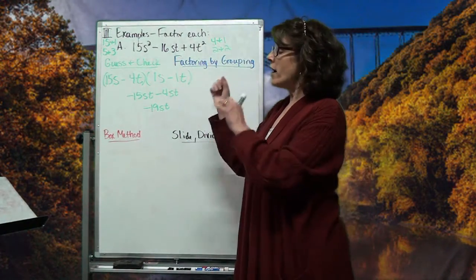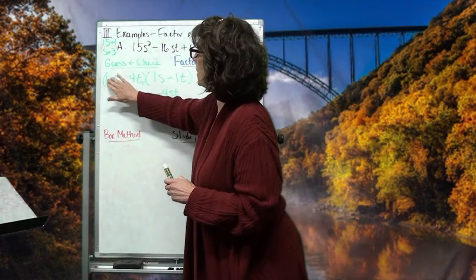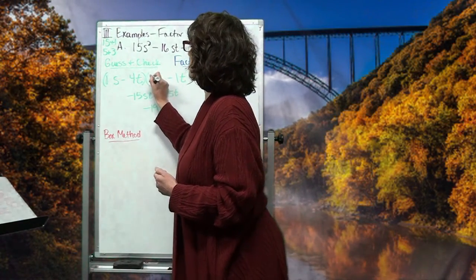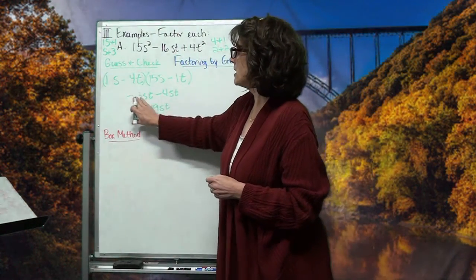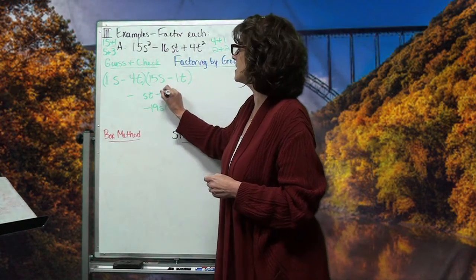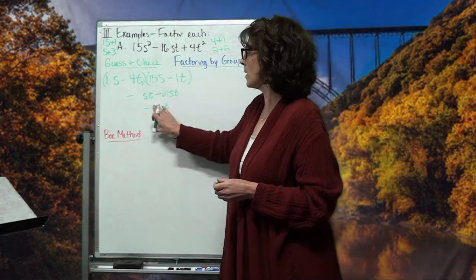So before I toss them all out, I'm going to switch them up a little bit, and let's call this the 1 and let's call this the 15. Now remember, don't switch both these and these, because that'll totally mess your combinations up. Now I get a negative 1st, and in the middle here I get a negative 60st. That gives me a negative 61, definitely not what I want there.